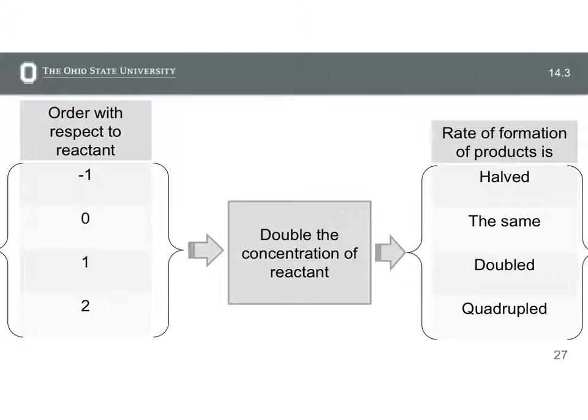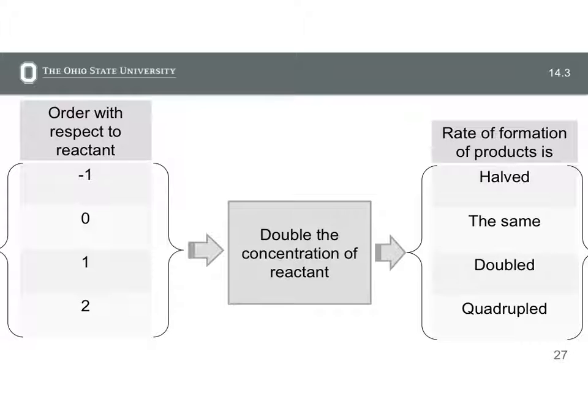So there is a way where you can figure out the order simply by looking at how the initial rate changes when you change the concentration of the reactant. I don't necessarily recommend that you do this when you're starting out with these problems. I recommend what I'll show you next. But I do want you to know that this is a possibility.